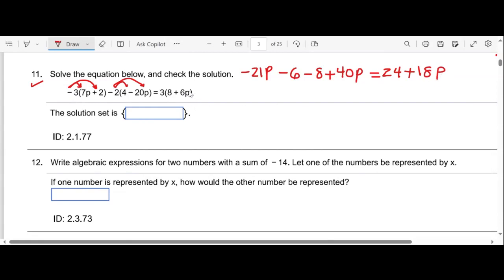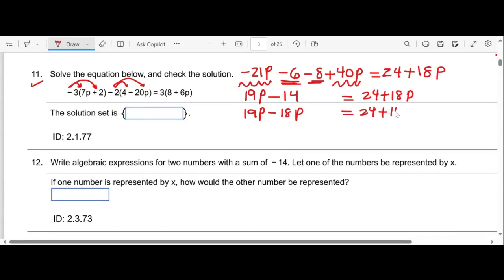Now we're going to keep the variable on one side and the constant on the other side. So let's add this together. How much is this together? 19b. Add this together. Minus 14. Minus 14 equals what? Plus 18b. Now I move this to the other side. So 19b minus 18b equals what? 24 plus 14. That gives you what? 38. And here how much? b. So your answer is what? b equals 38.